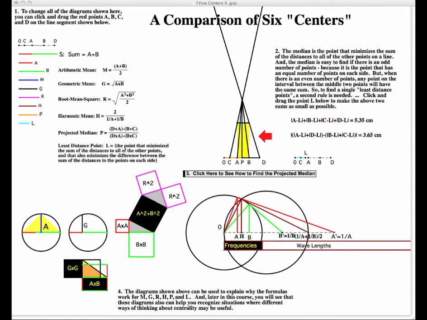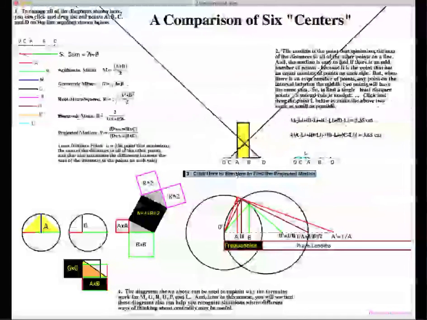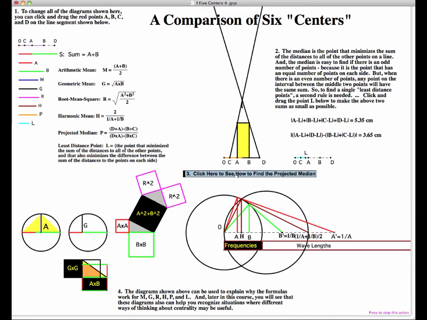Next, this middle picture shows a projected center. It is a center that shrinks the interval from C to D into the interval from A to B, and the projected center is the point that gets projected onto itself, and does not move.